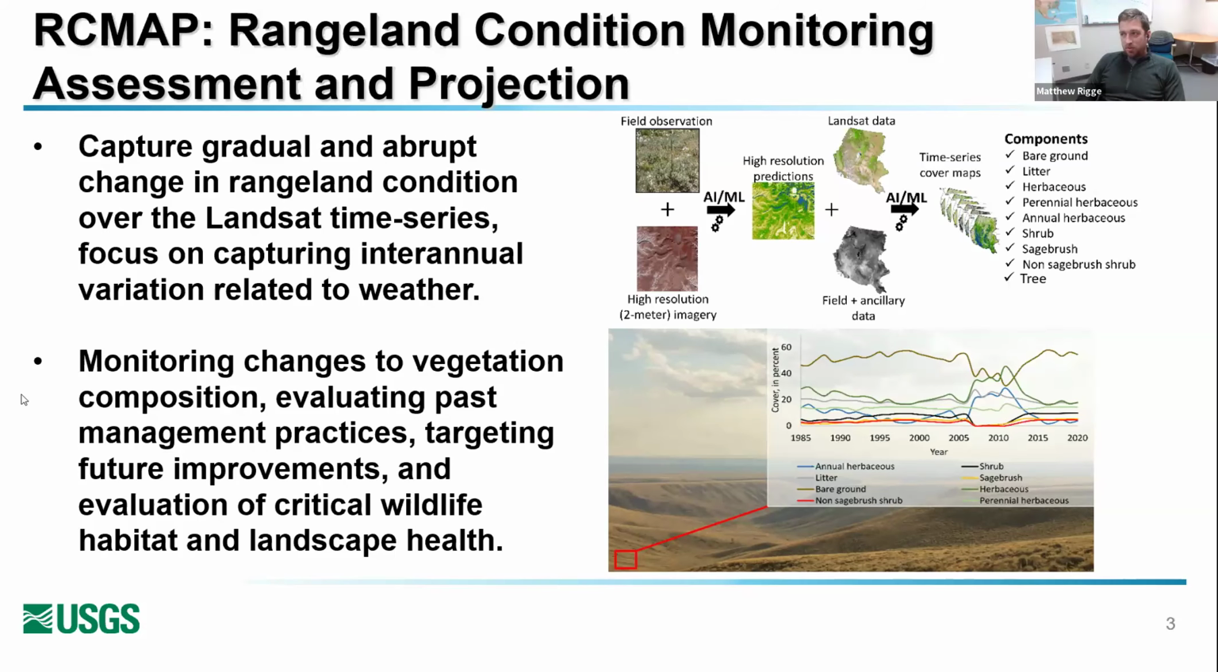Okay, so RCMAP uses a combination of field observations and Landsat imagery to produce a time series of fractional vegetation components for 10 components, bare ground, herbaceous, tree, etc., all the way across the Landsat archive stretching back to 1985. So information like this is useful to capturing both gradual and abrupt changes in vegetation condition, and useful for a variety of management applications, monitoring previous vegetation composition, evaluating efficacy of management practices, etc.